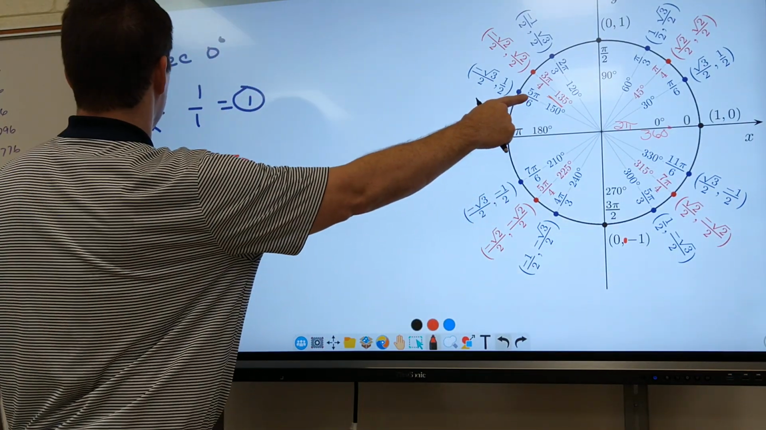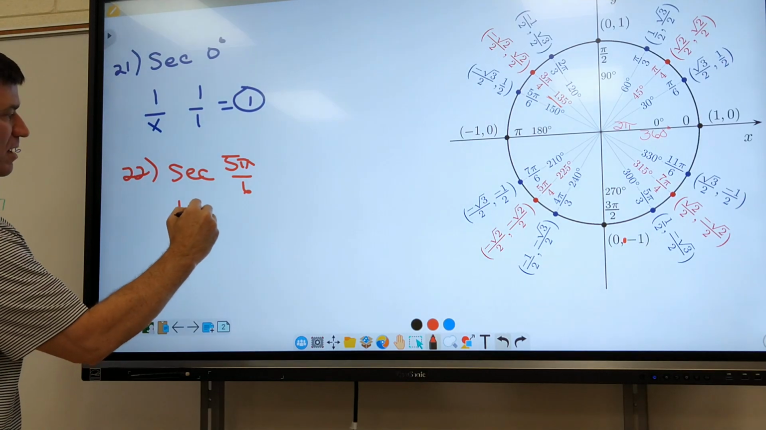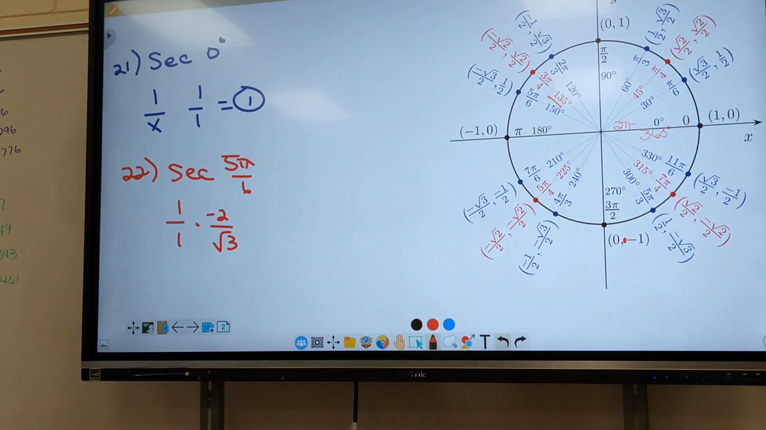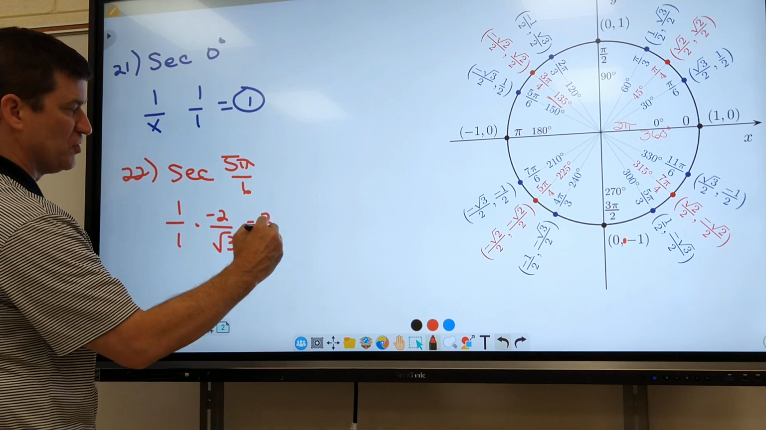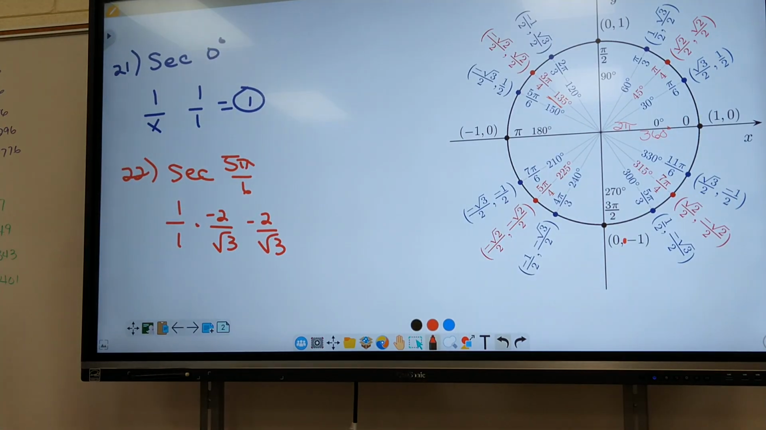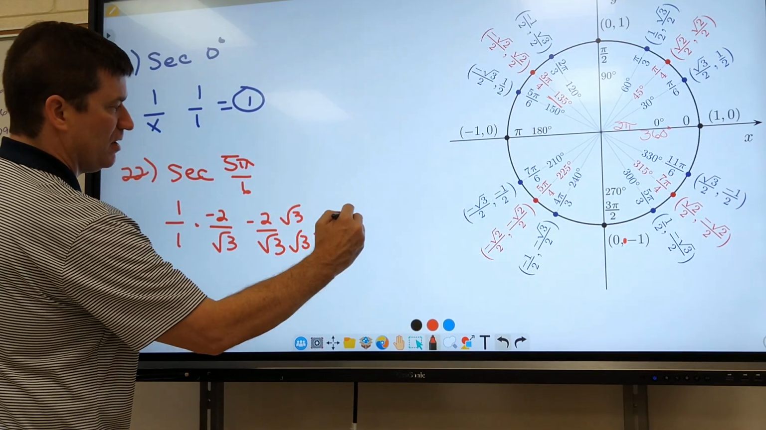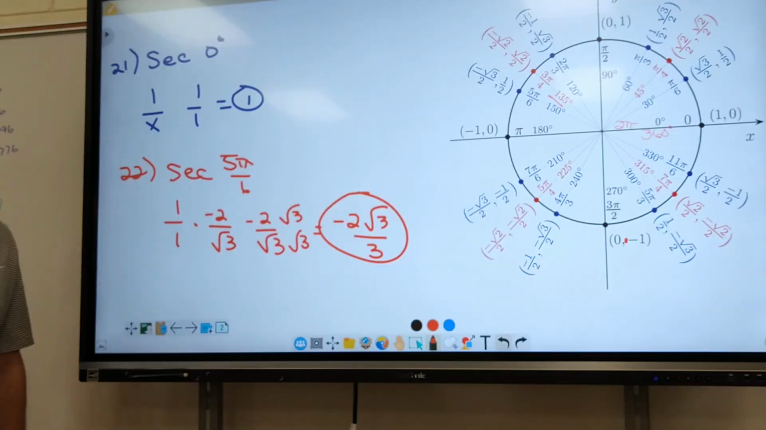5 pi over 6 is here. Secant is 1 over x, so I got 1 over 1 times negative 2 over root 3. All right, check my keep, change, flip, make sure we're all good. Nothing cancels out, so my answer is negative 2 over root 3. I can't leave my answer with a root on the bottom though, right? So I fix it here and fix it here. Final answer, negative 2 root 3 over 3 will be your simplified answer on 22.